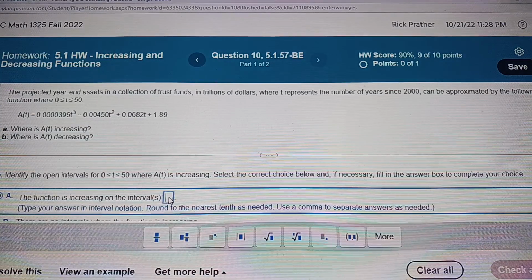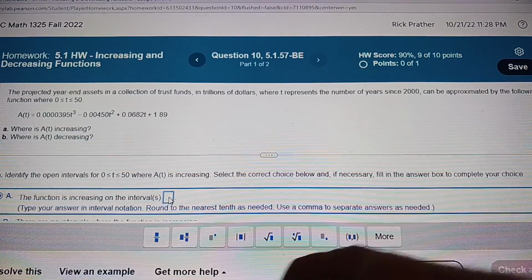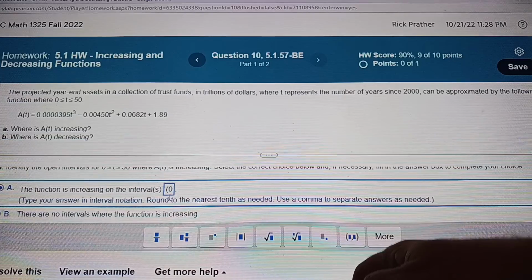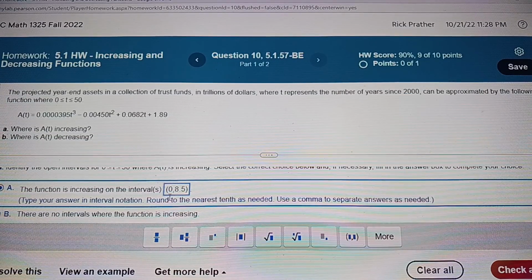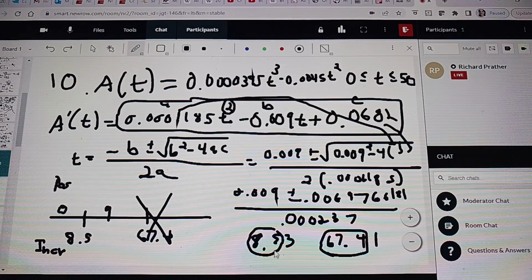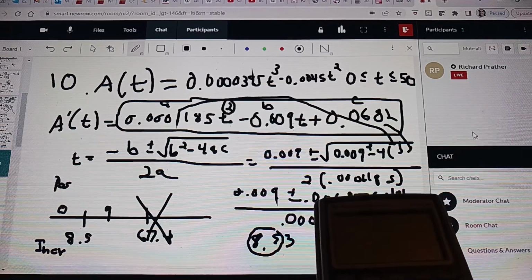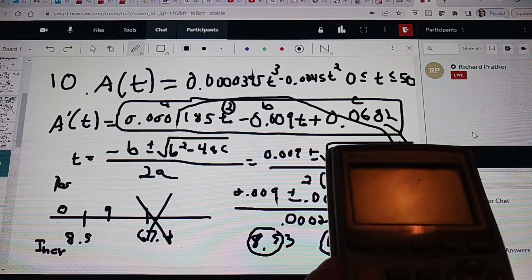So it's increasing from 0 to 8.5. And it could be increasing from 8.5 to 50 also. We don't know that yet. But from 8.5 to 50, it's either increasing or decreasing. So I'm not going to hit the answer button yet because I didn't check this answer yet. So what if I plug 9 into here? It's probably going to be negative, but we don't know that for sure, especially in future parts of this chapter. But I'm guessing it's going to be negative.